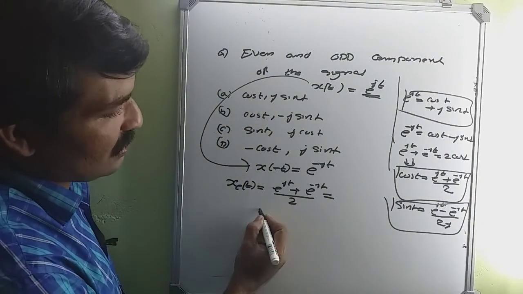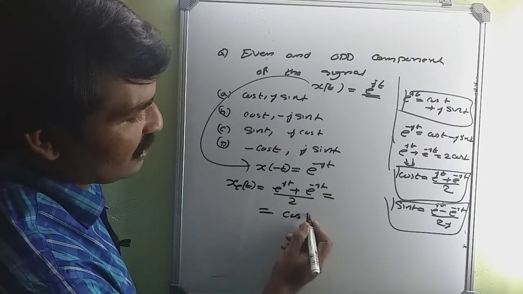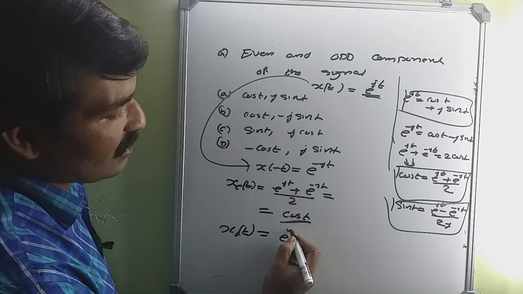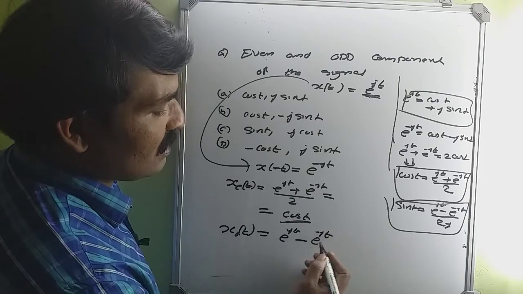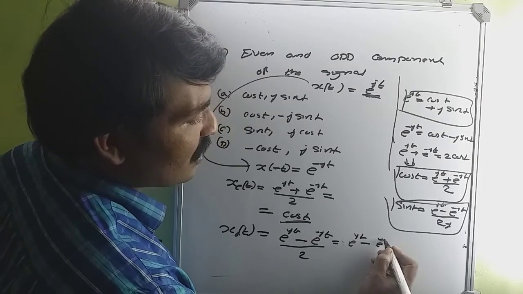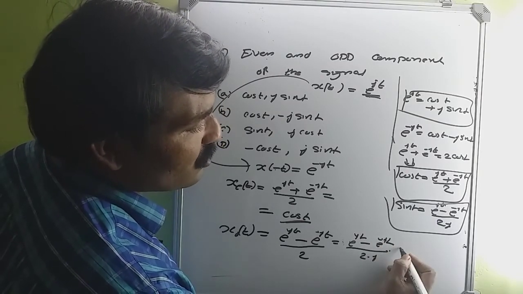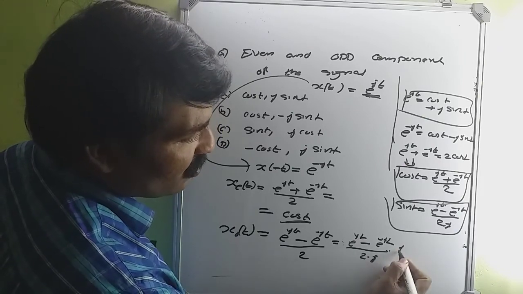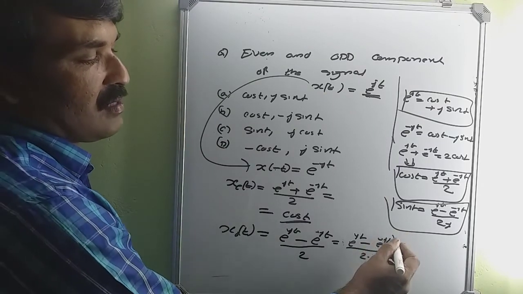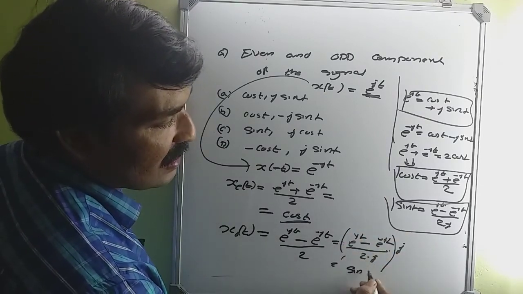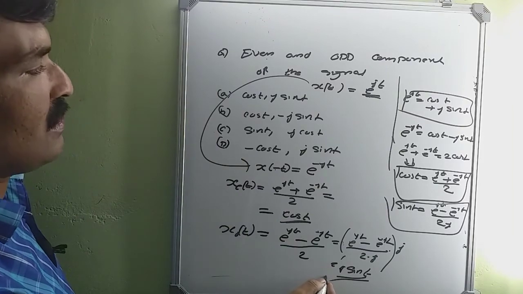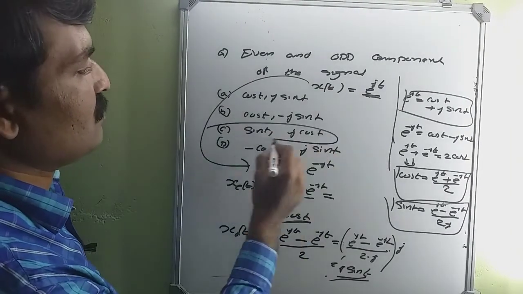So the even portion is equal to cos t. And the odd component is equal to e raised to jt minus e raised to minus jt divided by 2. I added a j here, so the denominator is multiplied by j and the numerator is also multiplied by j. This is equal to sin t into j, that is j sin t. So cos t and j sin t. So C is the answer.